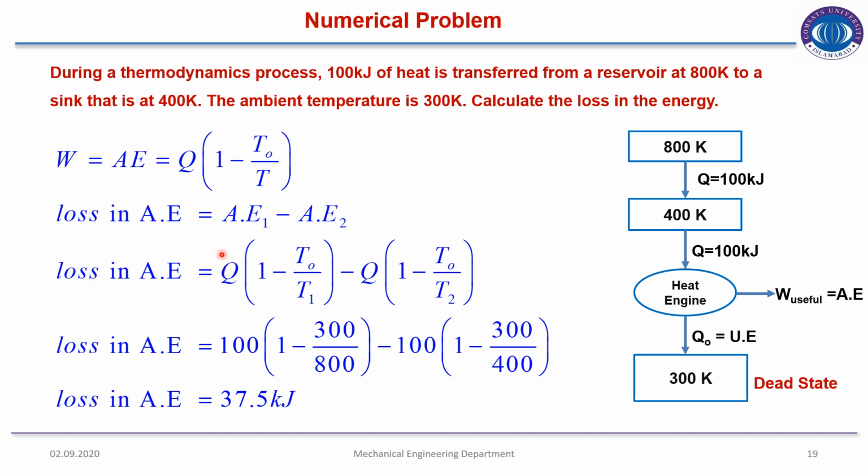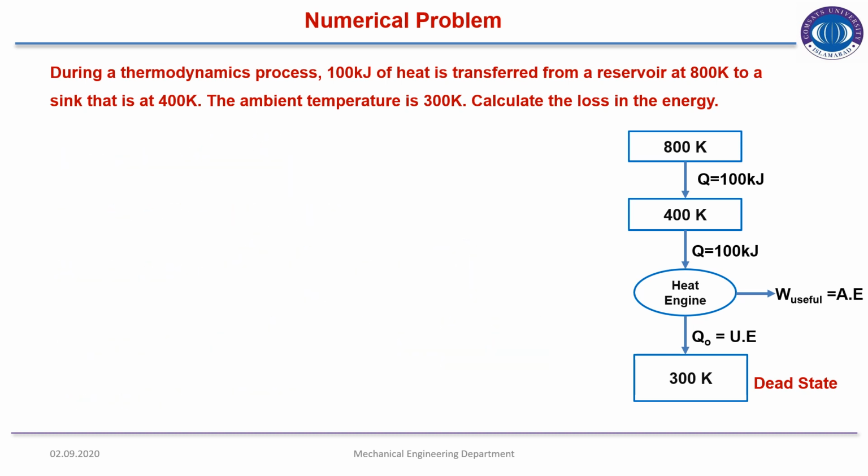So here we already know this relation, we have derived it, so we only have to plug in the values. T1 is the temperature of the reservoir, that is 800, and T2 is the temperature of the reservoir, that is 400 Kelvin. So the loss in the available energy is 37.5 kilojoule.